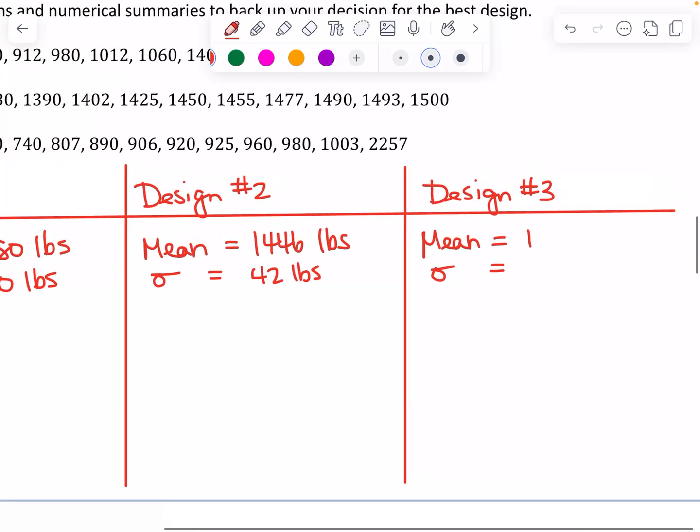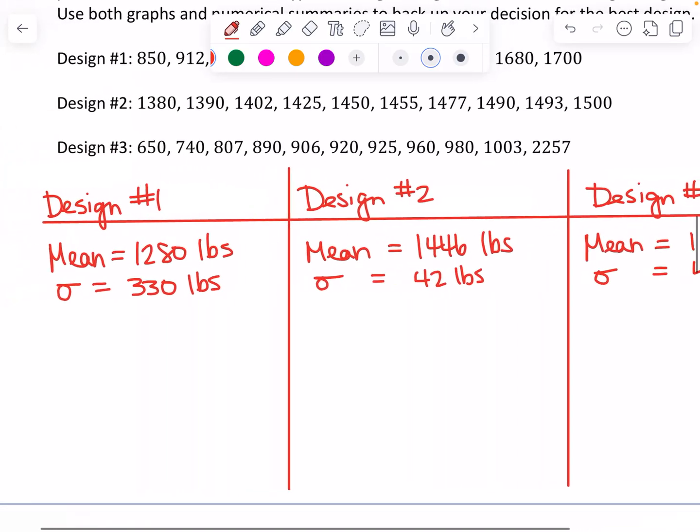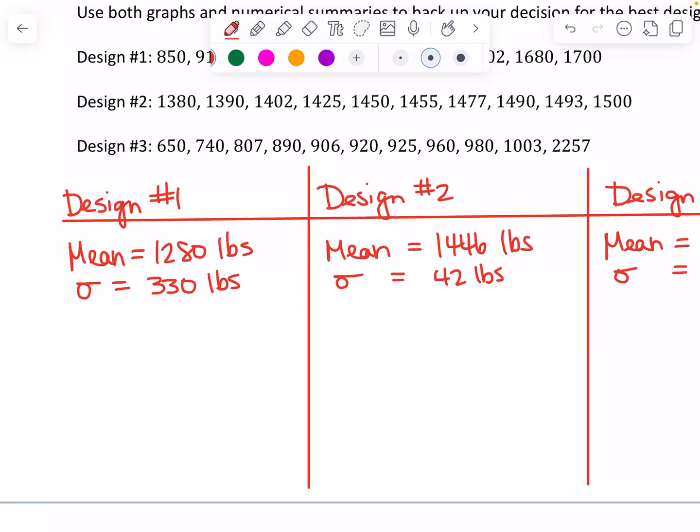So now we're going to go through and kind of talk about each one, what we're seeing. So for design 1, potentially this could be the winner right here. Because it has a standard deviation of 330, so potentially it can go up to 1280 plus 330, so that's what, 1610? So that would be more than the mean of design 2 and design 3. So potentially, this can hold more weight than the other two.